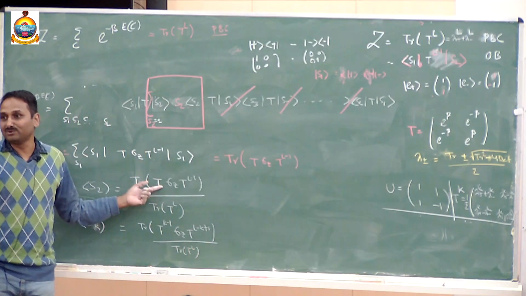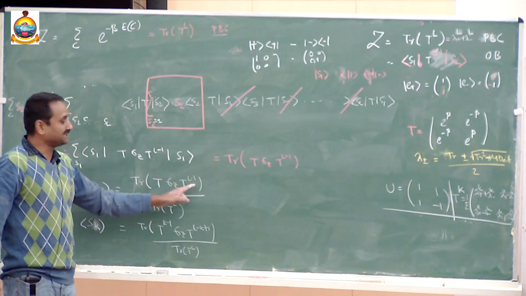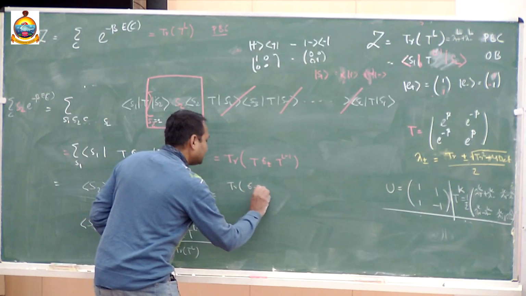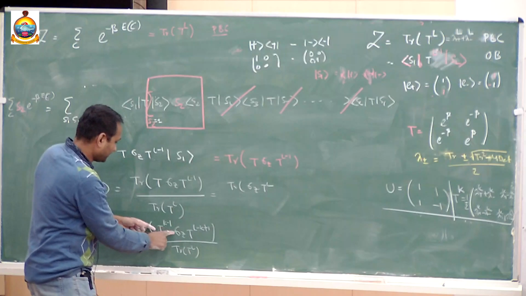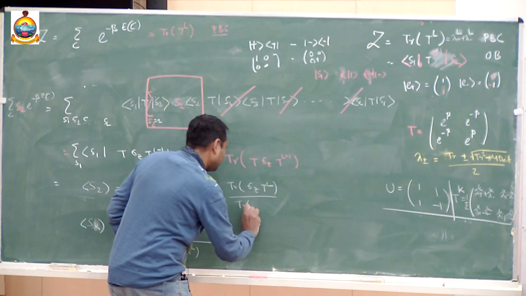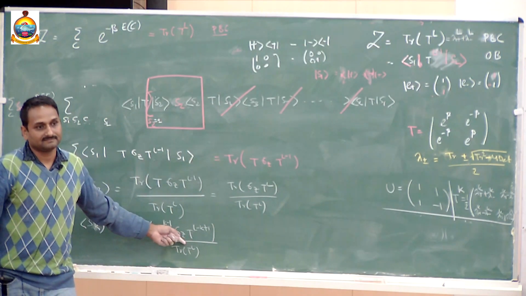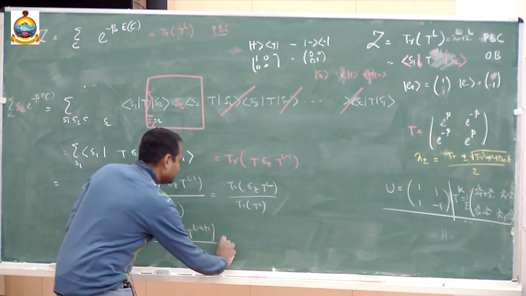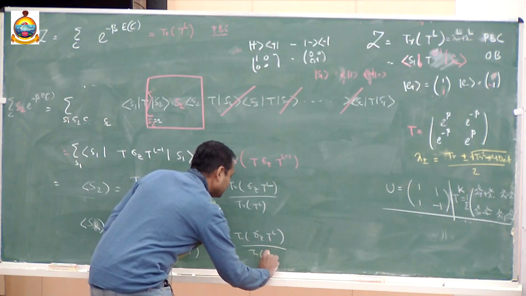But trace has a cyclic property, right? So this one can be written as trace of sigma z T to the power L, because this can go here, it's just cyclic. So this is trace of sigma z T to the power L divided by trace of T to the power L. But this one is also the same, right? Because T to the power k minus 1 goes here, this is also trace of sigma z T to the power L divided by trace of T to the power L.